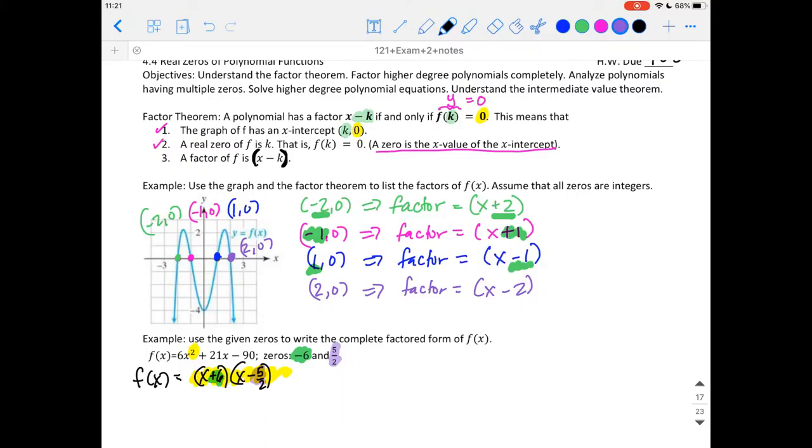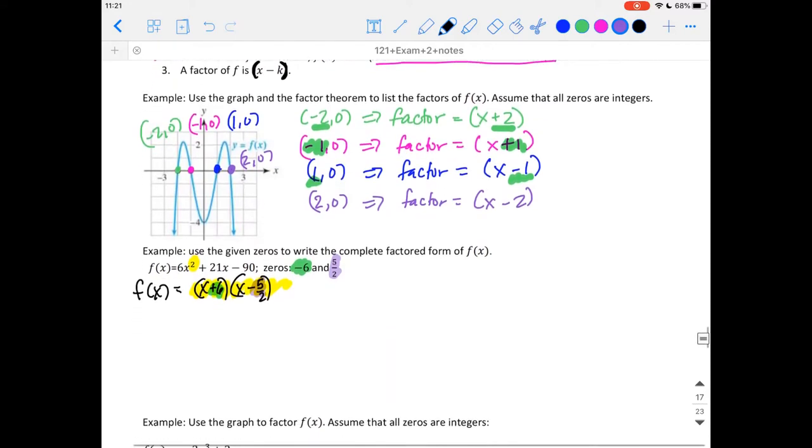So I have (x + 6)(x - 5/2). The next thing that we're going to do is check by distributing. We're saying that f(x) is the same thing as this f(x), so we're going to distribute these two parentheses to see if we get the answer that we have right here, 6x² + 21x - 90.